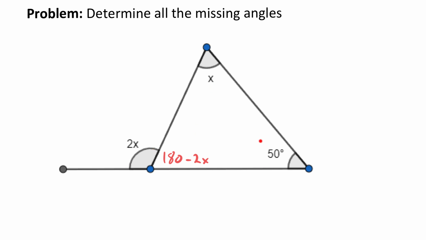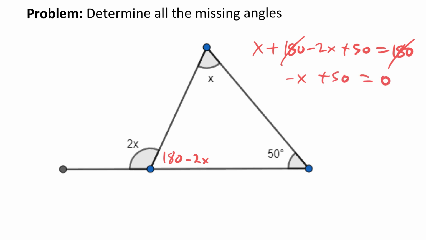Now we know these three angles have to add up to 180, so we can write x plus 180 minus 2x plus 50 has to equal 180. Well, the 180 cancels on both sides, and the 2x combines with the x to make a negative x. So negative x plus 50 equals 0. So x equals 50. All right, so this over here has to be 50 degrees.